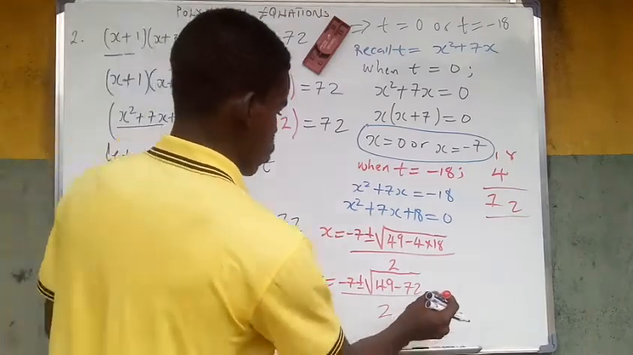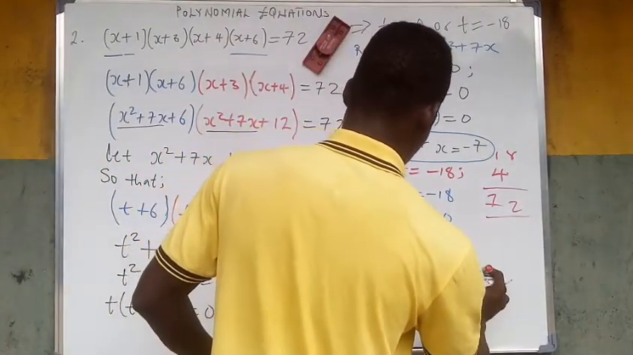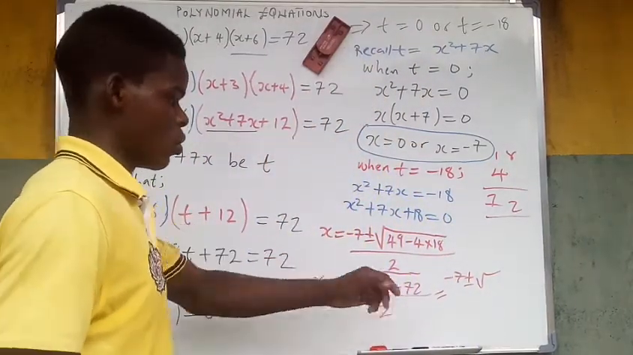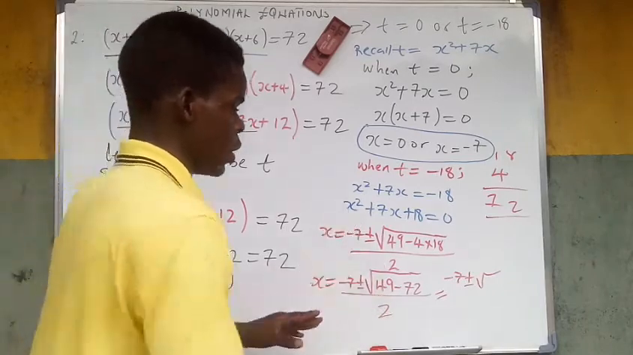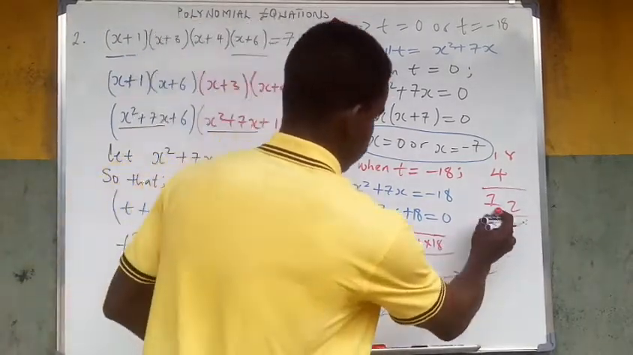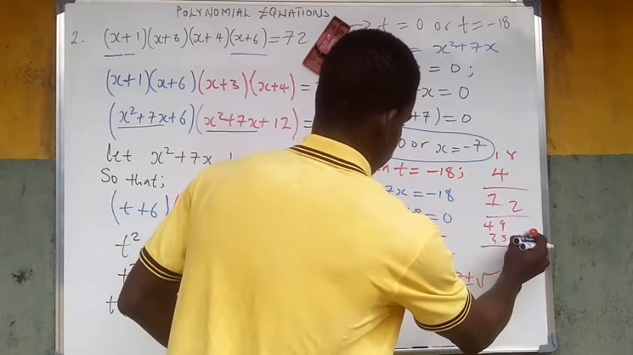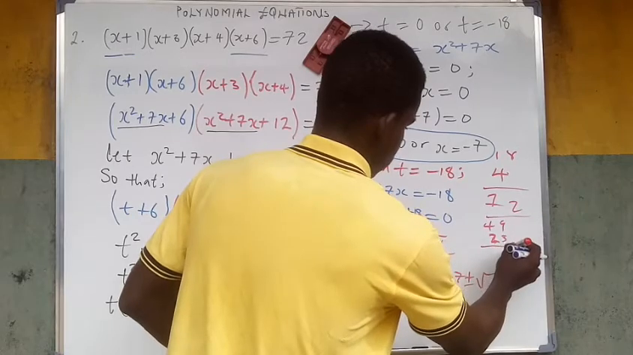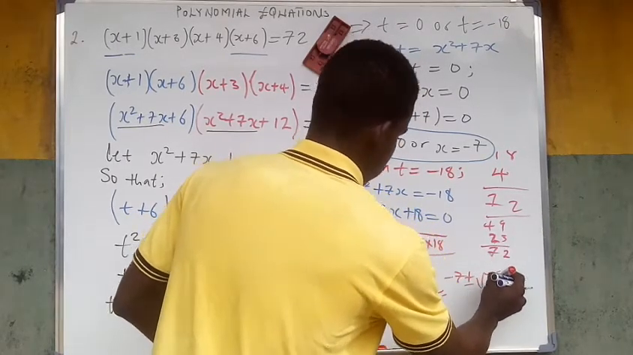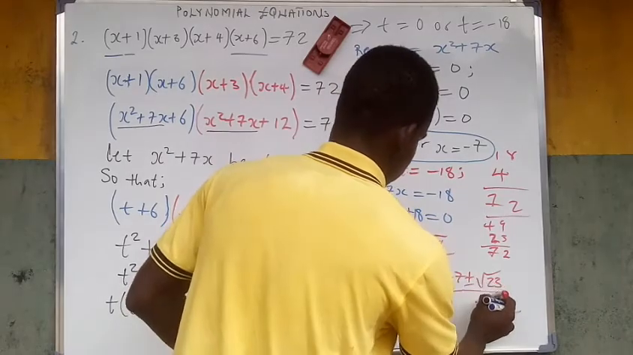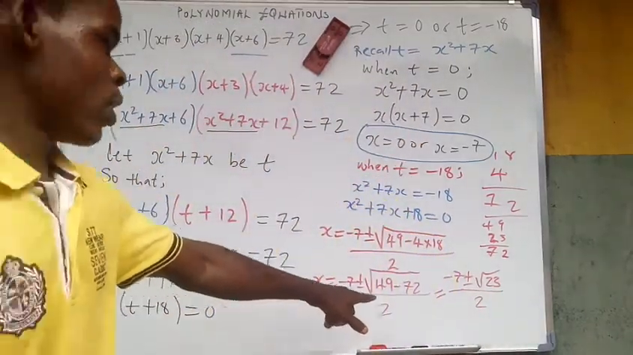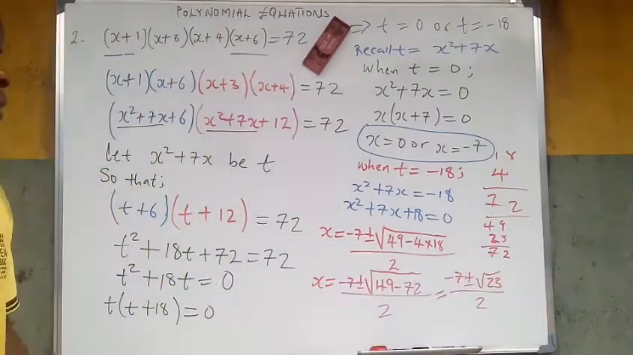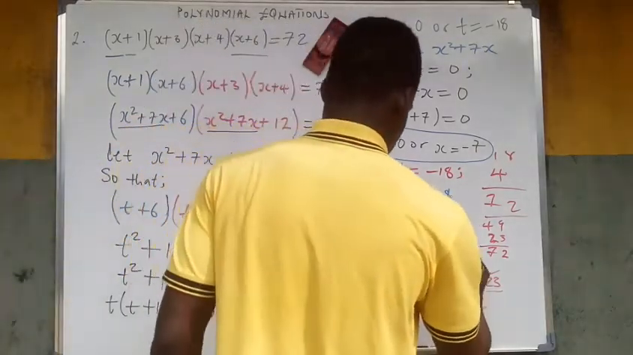So this means that x is equal to negative 7 plus or minus the square root of 49 minus 72. That is negative 23, over 2. So x is equal to negative 7 plus or minus the square root of negative 23, over 2. So those are another two values of x.